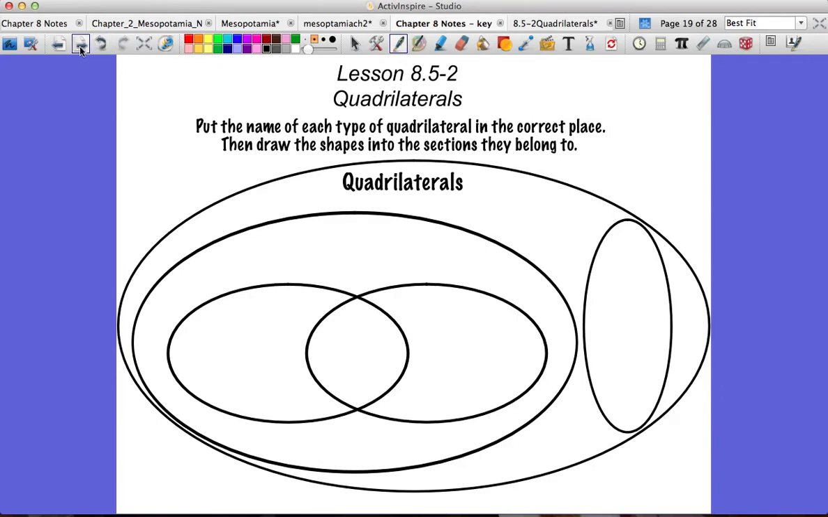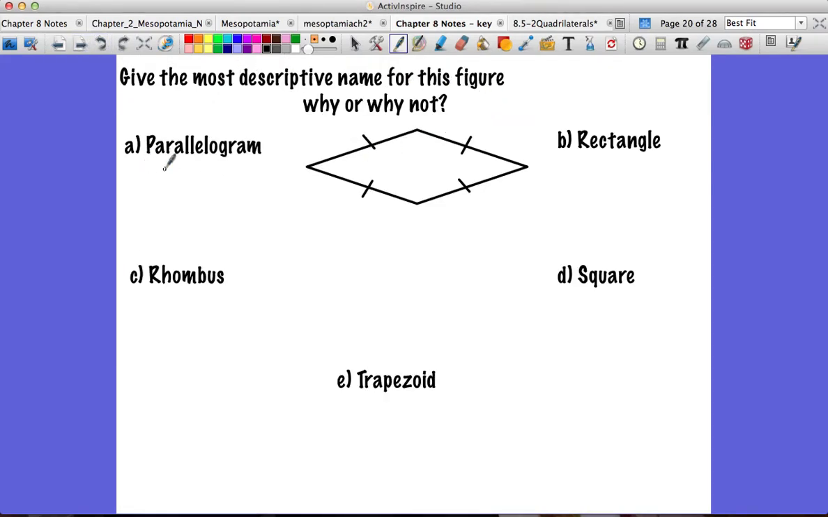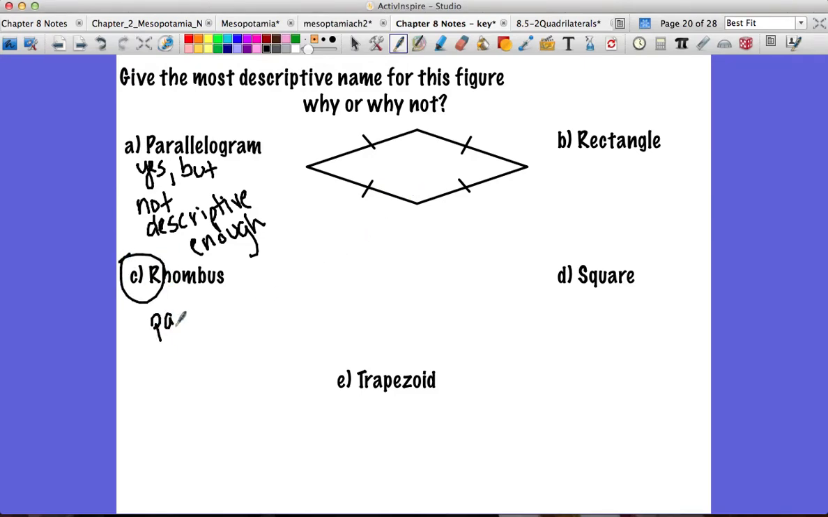So if you look in your notes, it asks you to give the most descriptive name and then tell why or why not. Okay, so here you would put yes, but not descriptive enough. Because it is a parallelogram, but it's a parallelogram with 4 congruent sides. You can circle C, and you can say because it's a parallelogram with 4 congruent sides.